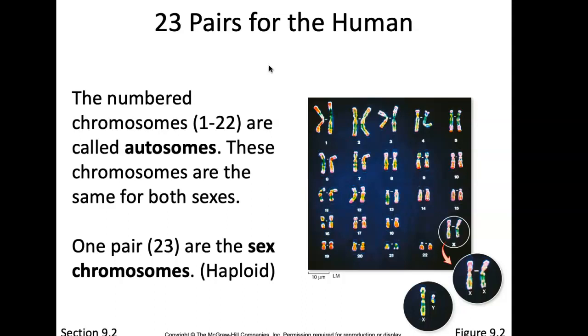These numbered chromosomes are called autosomes, and they'll be in both sexes. The only difference is this last pair here, the 23rd pair, where these are the sex chromosomes, and you'll either have XX, long chromosome, or long short chromosome. And the long short chromosome then is the haploid that you'll inherit either one or the other, but not both.